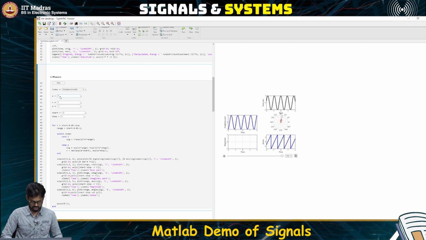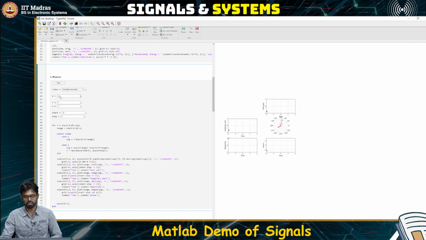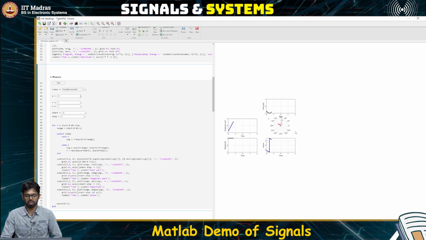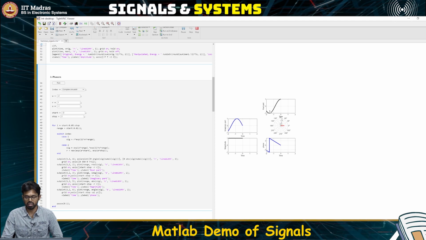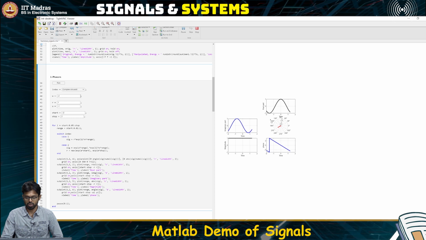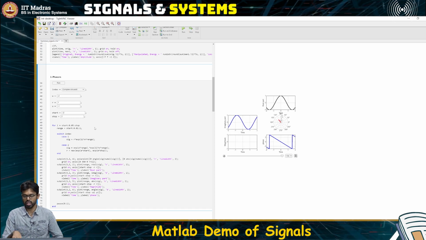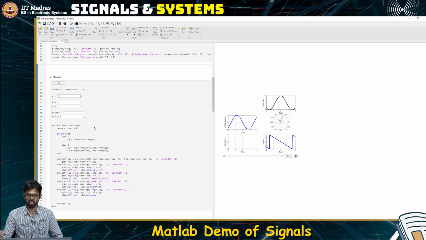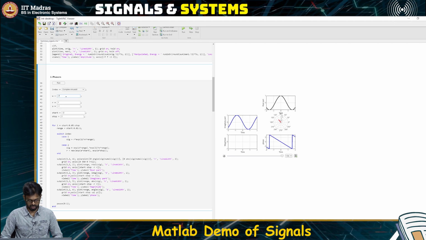So, what if we change this to minus 2, let us say. Now, you can clearly see the phasor is rotating in the clockwise direction, and the period has increased because we have reduced the frequency. So, now the frequency is minus 2. So, the rotation direction has changed, okay, and let us say we set it to minus 7.